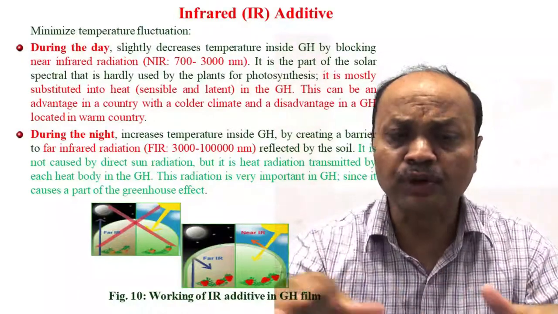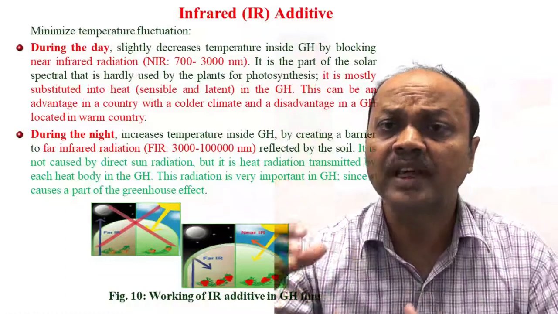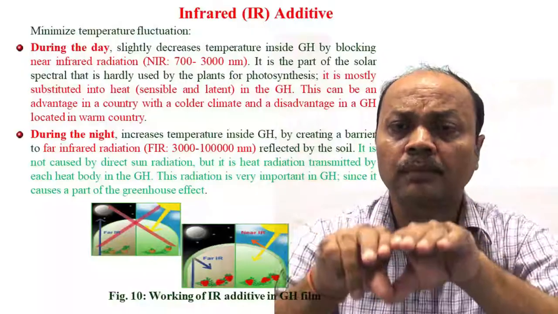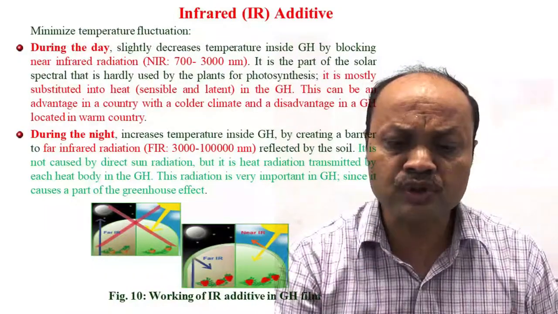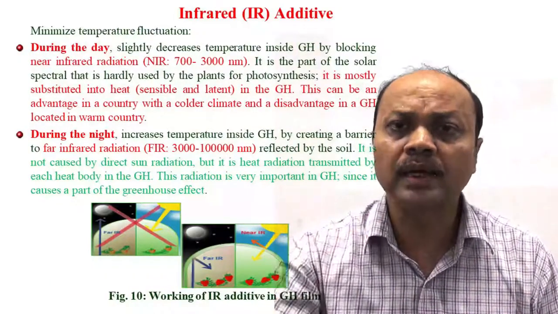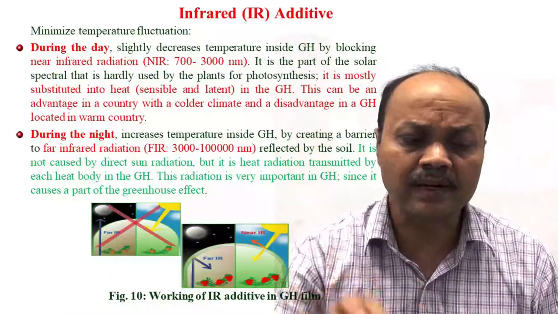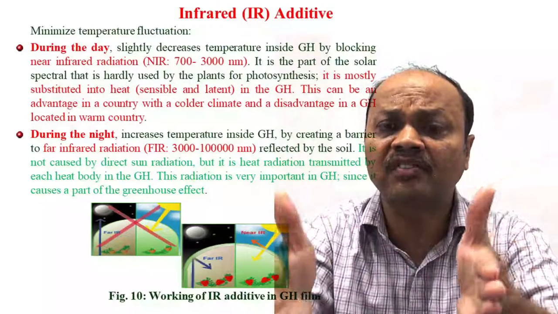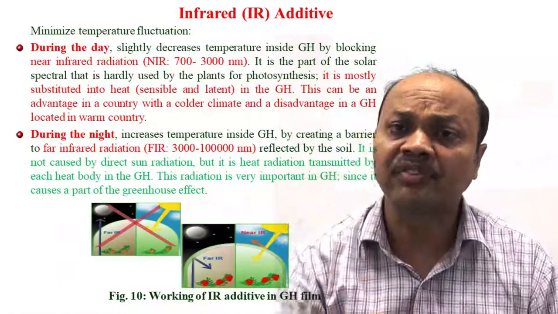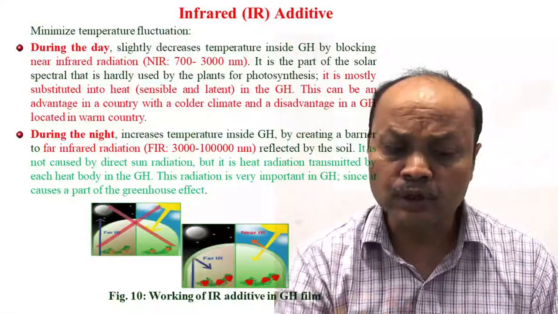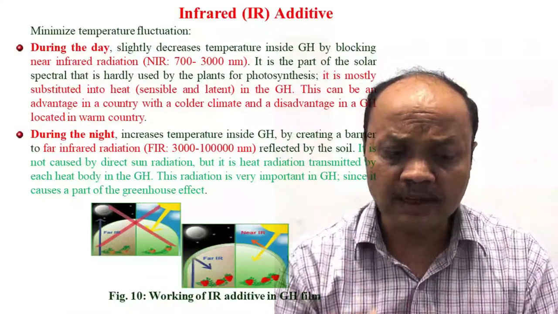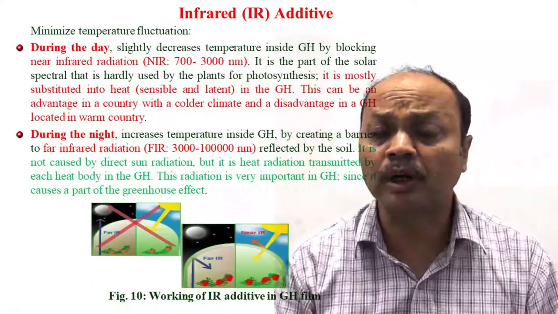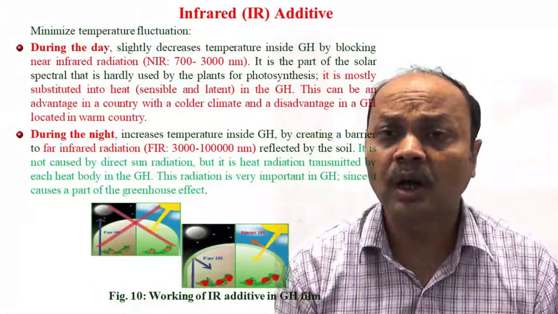Basically, if you remove it during daytime, the temperature inside will not be very high in comparison to normal film. So during the manufacturing of your cladding material, you use the chemicals that will block the passage of your near infrared portion, right? But during night, in the same film, the multi-layer film, the inside layer of the greenhouse film uses such material that will block the far infrared from going outside. Because during daytime it is okay, but during night you want to maintain your inside temperature.